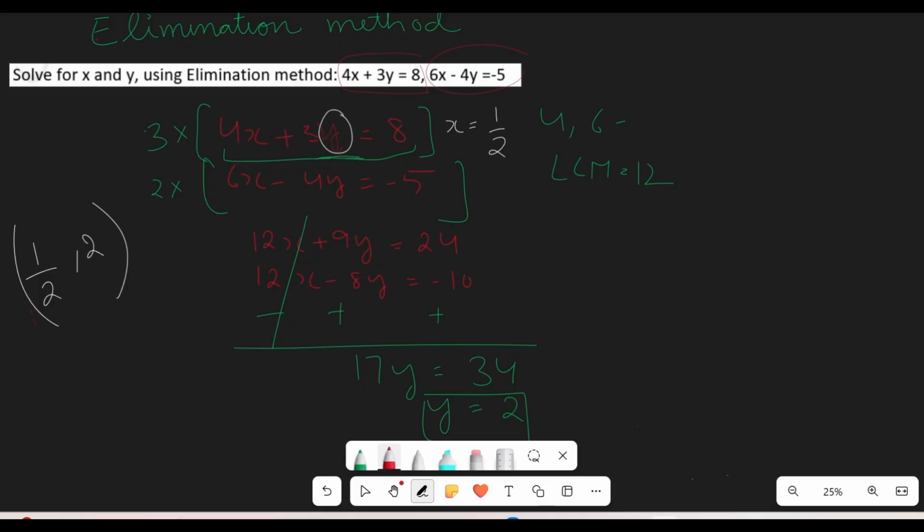In the exam, if they are not mentioning which method to use to solve the two equations, it's your choice. You can use any method, substitution method, elimination method. But if they have mentioned, you have to be very cautious, read your question completely and use only the method which they have mentioned.